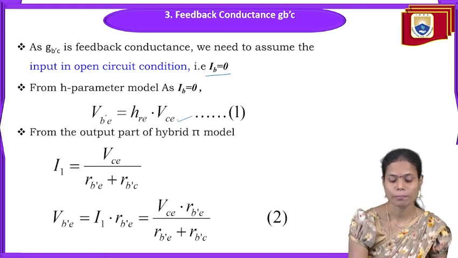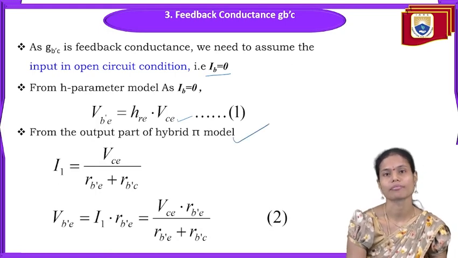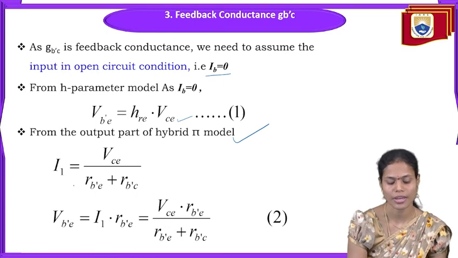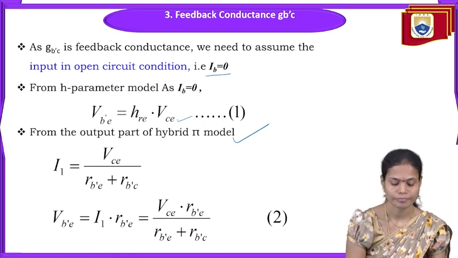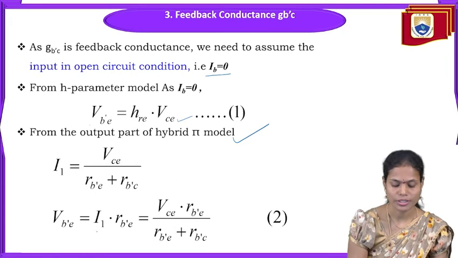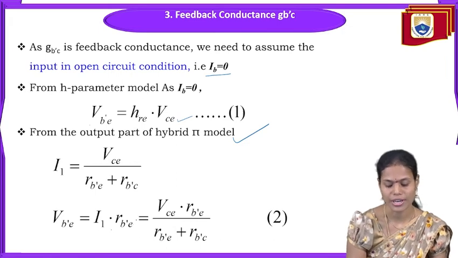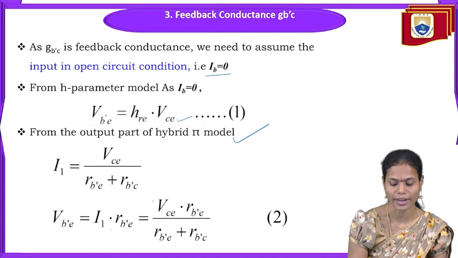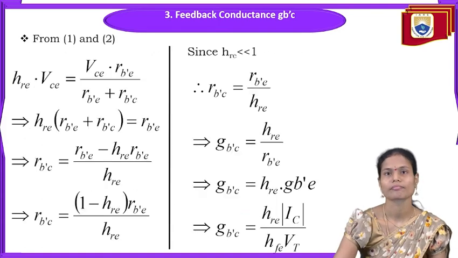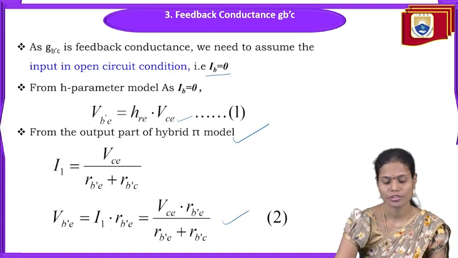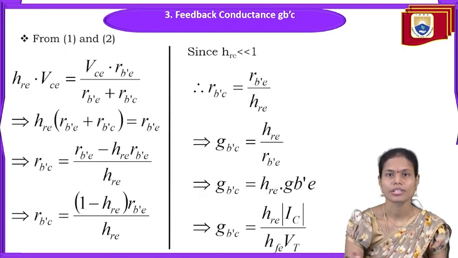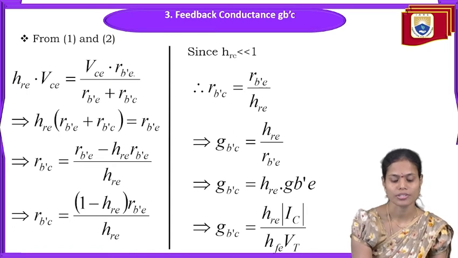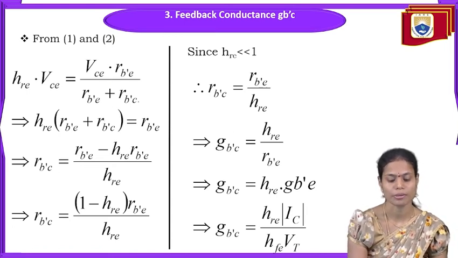But from the output part of the hybrid pi model, we get I1 as VCE divided by the total resistance RB'E plus RB'C. VB'E we can write as I1 into RB'E, and substitute the value of I1 here. So from the first and second equations, we can write HRE VCE is equal to VCE RB'E divided by RB'E plus RB'C.